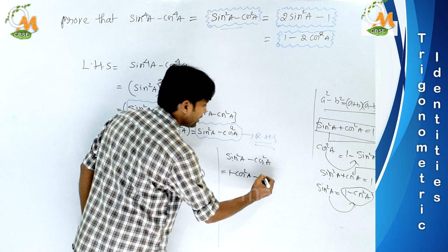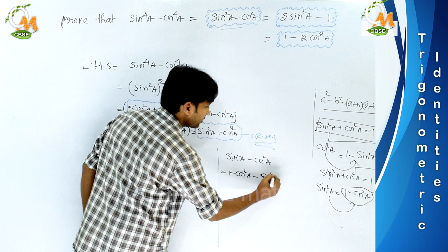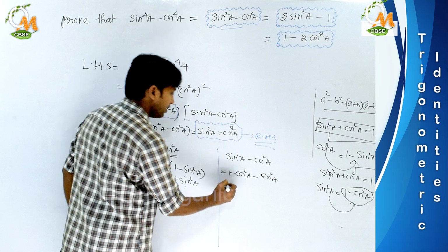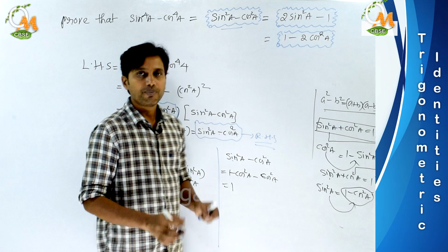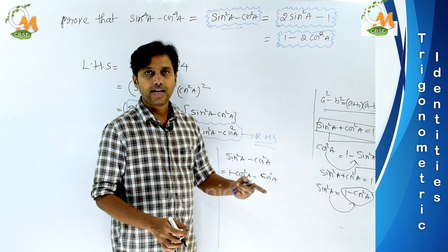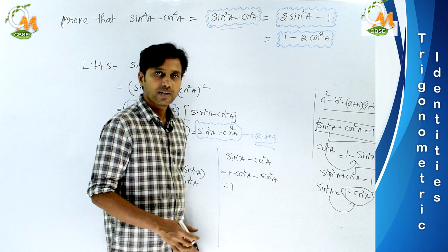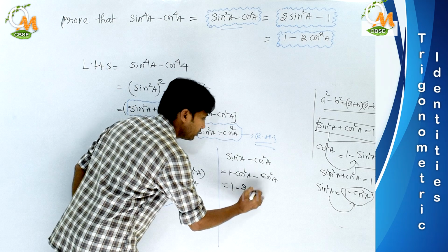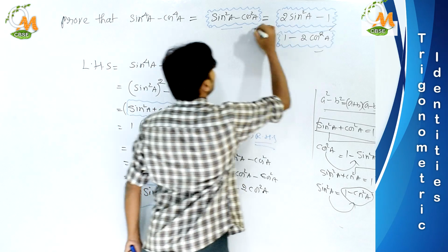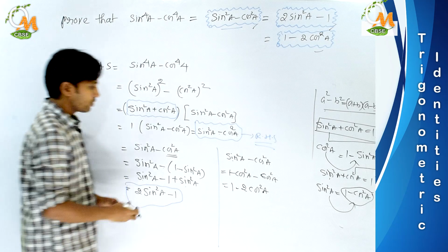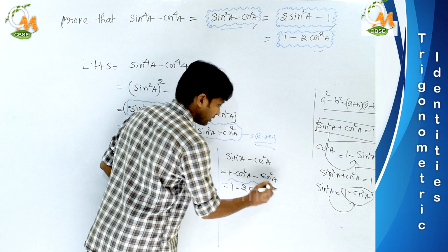Here minus cos square a, write it as it is. Now tell me, this is 1 minus cos square a and minus cos square a. Because the symbol is the same, they can be added and we put the same symbol. So therefore minus 2 cos square a, right? So I think we obtained our third RHS also. Therefore this is our third RHS.